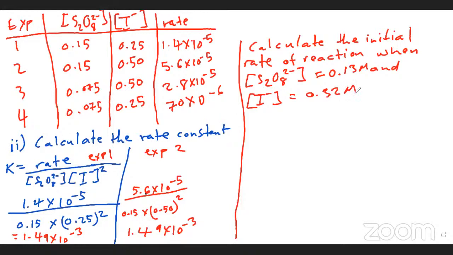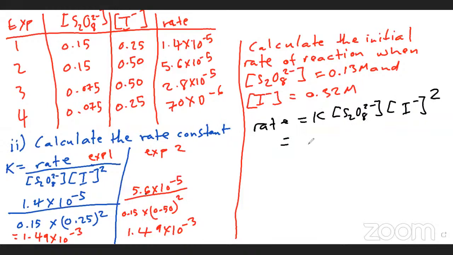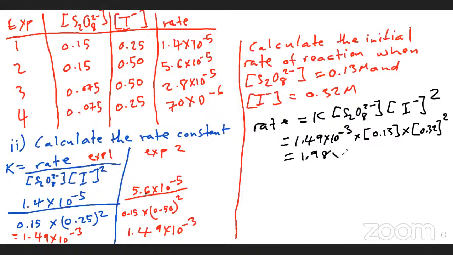All right, so remember for rate, rate is equal to k[S2O8²⁻][I⁻]². So I'm just going to plug these values into the equation. We know that k is 1.49 times 10 to the minus 3 times 0.13 times 0.32 squared. All right, somebody can just work this quickly. One point nine eight times ten to the minus five.